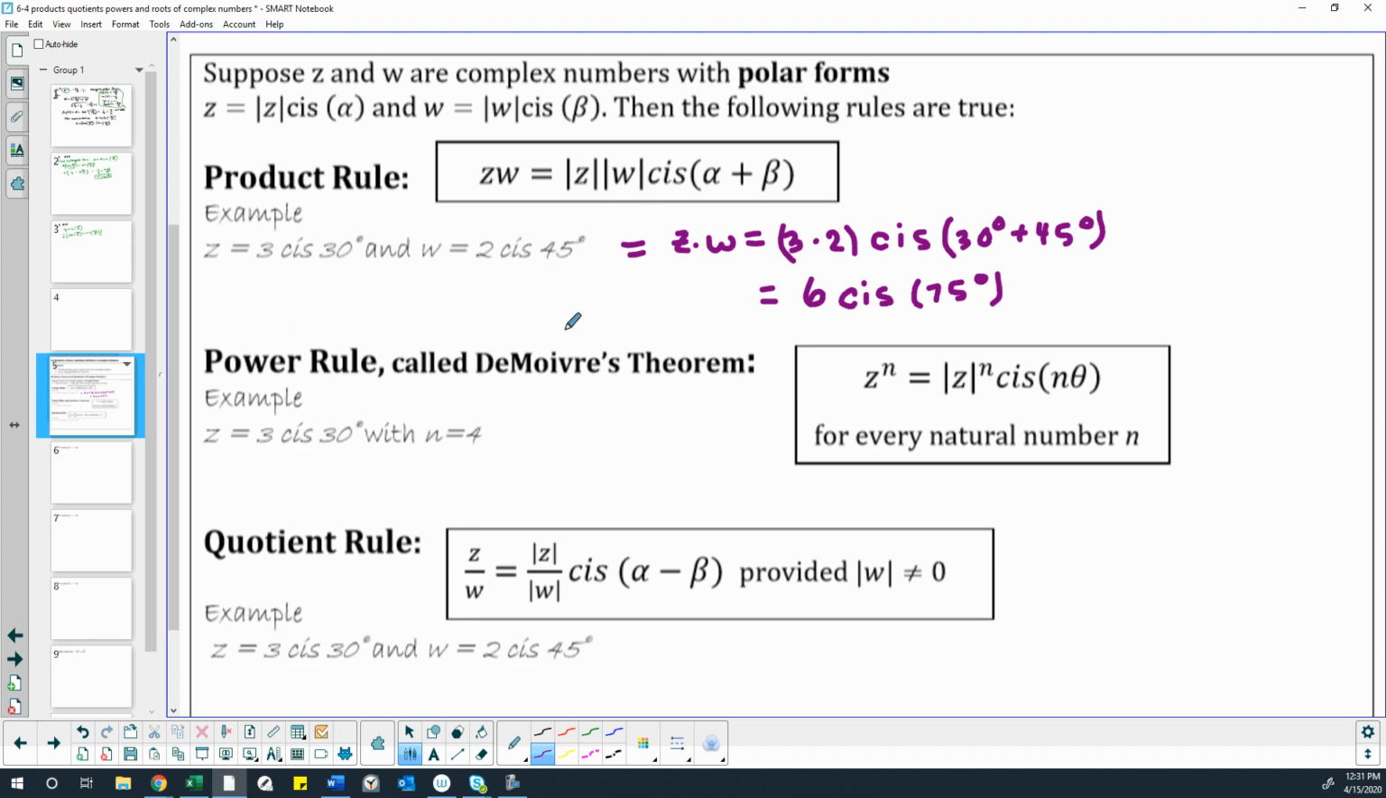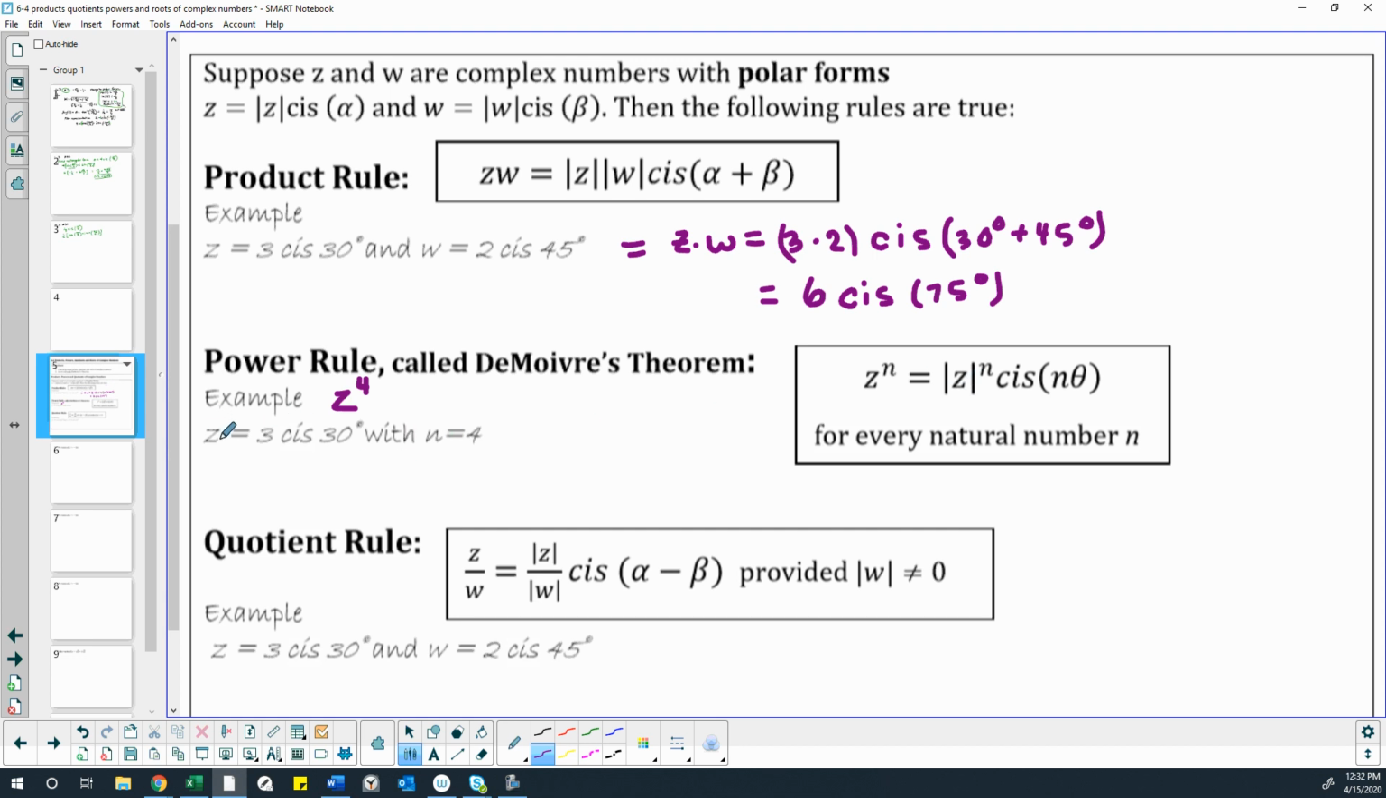Then we have the power rule, which has a fancy name after a mathematician named de Moivre, I think is how it's pronounced. I could be wrong. It's French. Anyway, this one is where we're taking a power, like finding z to the fourth power. Here's our formula: z to the nth power is equal to the magnitude of z to the nth power times the cosine plus i sine of n, the power, times the angle theta. And that's for any natural number n, our counting numbers 1, 2, 3, 4, 5, and so on.